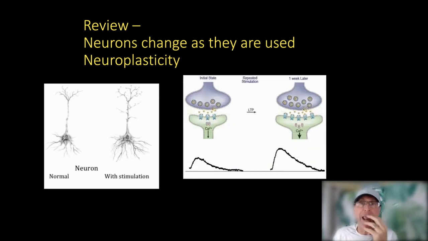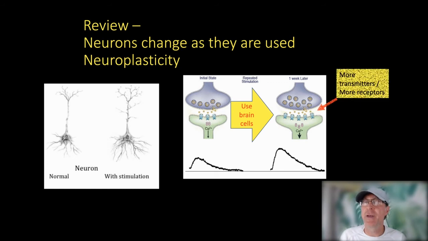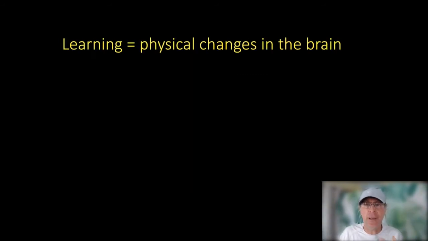And we can also create more receptors and more neurotransmitters that will create a larger, stronger impulse, as you can see here, right? You have the initial state, then as you use the brain cells, we create more transmitters and more receptors, which creates a stronger electrical impulse. And all of this will trigger better memory and better connections and recall of information. Essentially, learning equals physical changes in the brain, right?